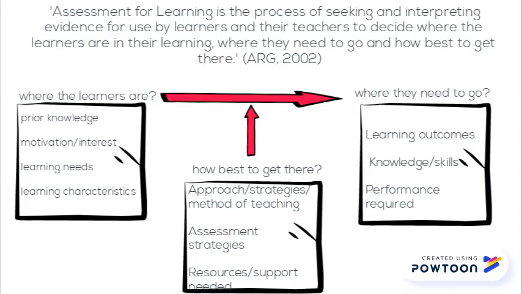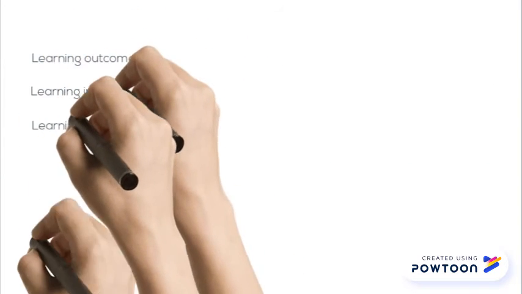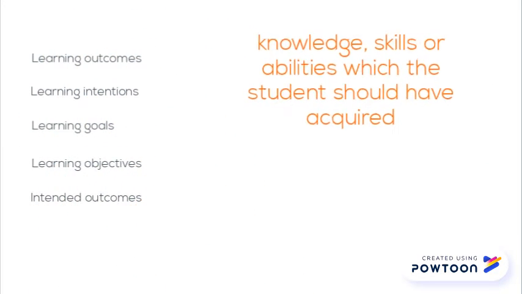That scenario ties up closely to the definition of assessment for learning, where the learning outcomes become the basis for planning learning and teaching activities to help our students achieve them. There are several terminologies associated with learning outcomes, but they are all pointing to the expected knowledge, skills, or abilities which the students should have acquired on the predefined learning and teaching period.